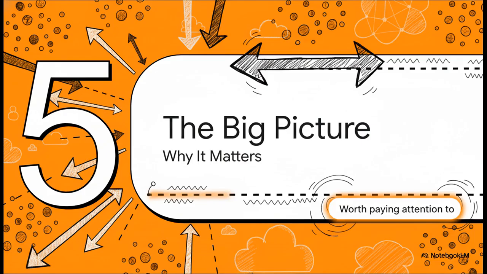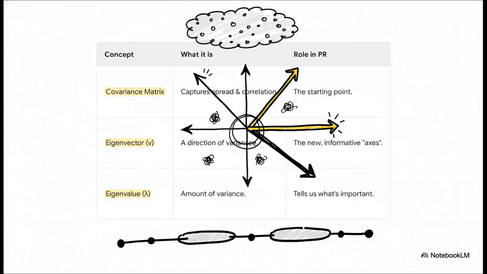Okay, so let's zoom out again. This is obviously about way more than just student test scores. The big picture, the core idea, is that eigenvectors find the most meaningful axes in any dataset, and eigenvalues rank them by importance, telling you which ones are signal and which ones are noise. This table really brings it all home. You start with a covariance matrix. That's your map of the data spread. From that, you extract the eigenvectors, which give you your new, custom-built, most informative axes. And finally, the eigenvalues act as your importance filter, letting you focus on what truly matters.